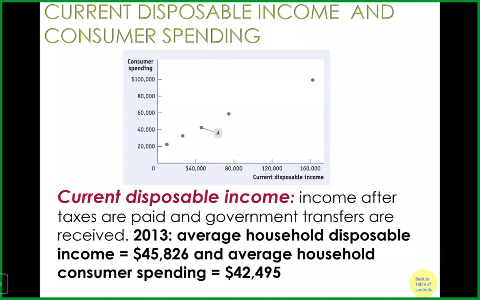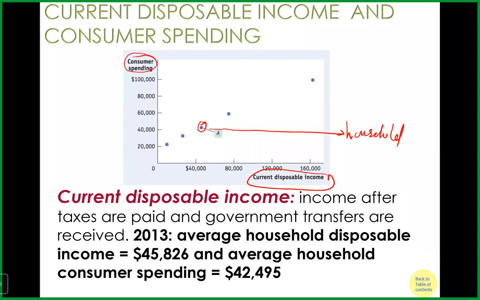What is this graph? So in this graph, we take data from our actual economy. On the horizontal axis, you have current disposable income. On the vertical axis, you have consumer spending. And each dot is going to represent a household. Okay, each dot represents one household in the United States in a particular year.